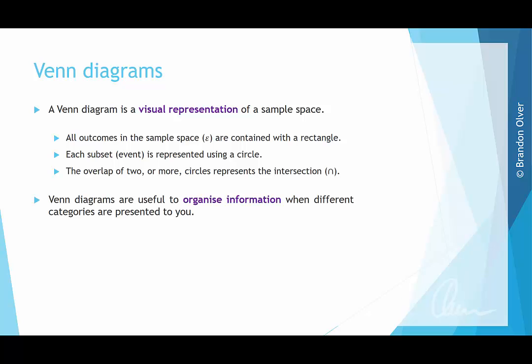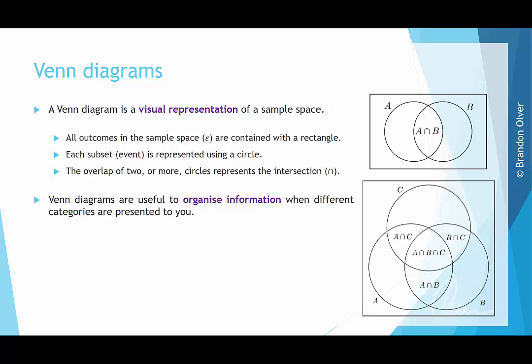Venn diagrams are a useful way to organise information when different categories are presented to you. Here are two examples where the first one has two categories A and B, and the overlap is the intersection between A and B. And the second one has three categories or three events, A, B and C, and you can see that there are four intersection areas.